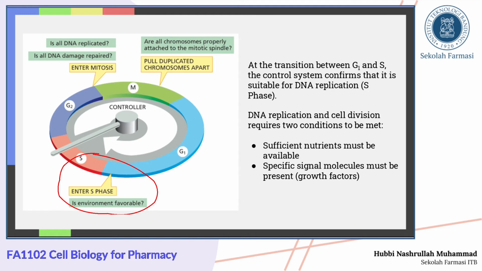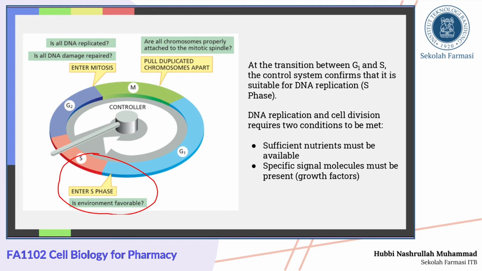At the transition between G1 and S, the control system monitors the external environment and confirms that it is suitable for the cell to perform DNA replication, which is in the S phase. This is an important step because DNA replication and cell division require sufficient nutrients and specific signal molecules to be present in the external environment. An example of these signal molecules are growth factors, which are molecules produced by other cells that signal to the cell to continue growing and reproducing.